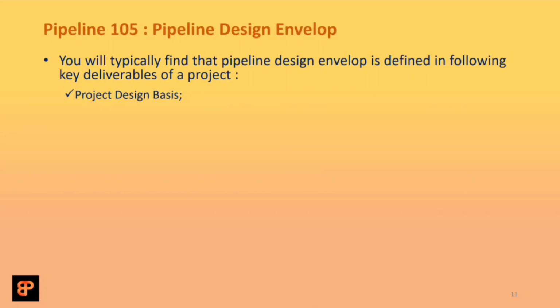The first is the project design basis, which basically defines the scope of the project, the background of the project, and the design envelope and design methodologies. So the design envelope becomes part and parcel of the project design basis, where the design team will refer to it and design the system accordingly. Next, the material selection report.